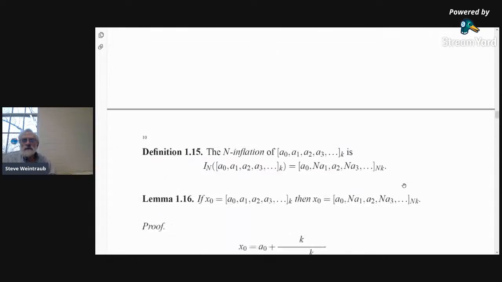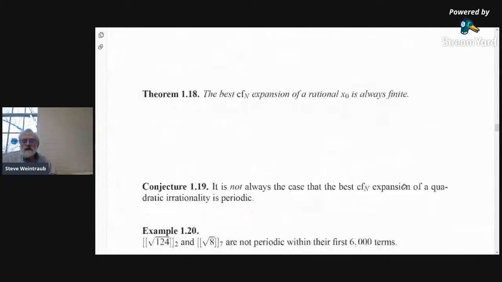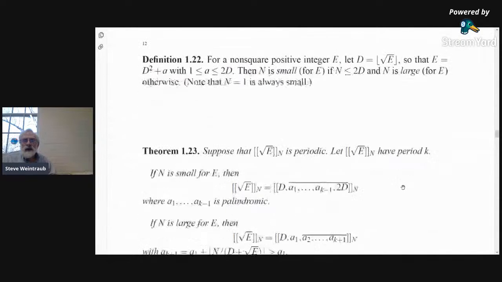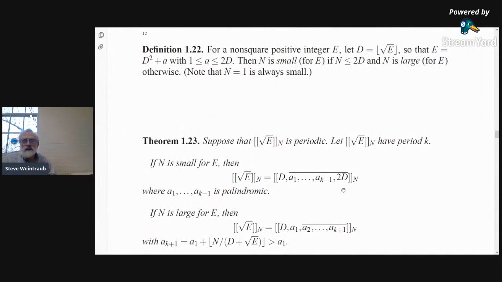So if we're looking at the case where capital N is small and we have a periodic expansion, then it's of the same sort of shape here. Whatever it is, the last entry is 2D and the first k minus 1 entries are palindromic. And the period always starts with a1, just as in the classical case.